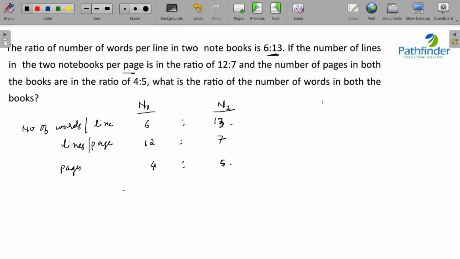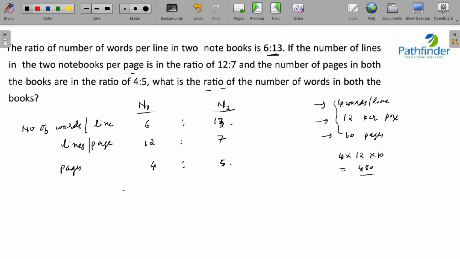Now remember, suppose I'm just taking a random value, 4 words per line, and if there are 12 lines per page and there are 10 pages, how do you find out the number of words? Number of words will be product of these three. 4 words per line, so there are 12 lines in one page. So 4 into 12 words per page multiplied by 10 pages. Which means this particular booklet would have 480 words.